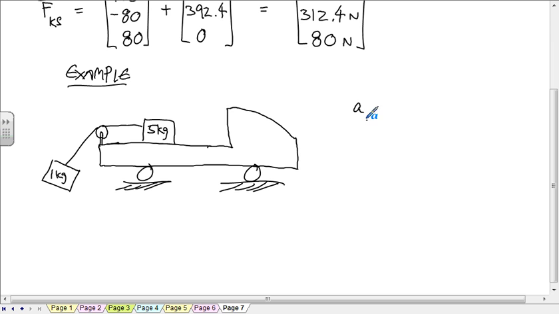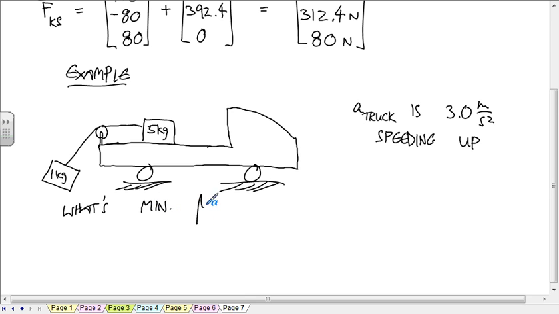The acceleration of the truck is 3 meters per second squared, speeding up. And we want to know what's the minimum coefficient of static friction so the 5 kilogram box doesn't slide?